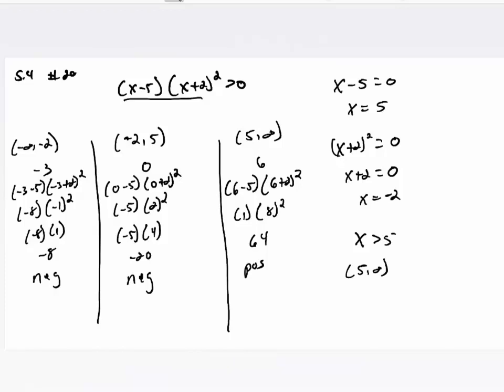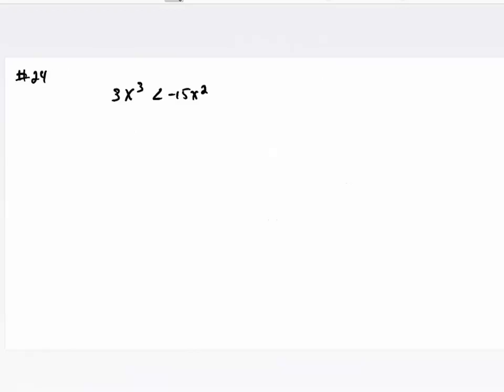No, we didn't. All right, so the next one is going to be number 24. For number 24, we're going to do the same thing. When we do this one, we're going to move everything over to the left side, so it's less than 0.